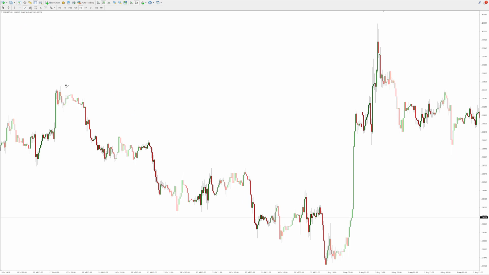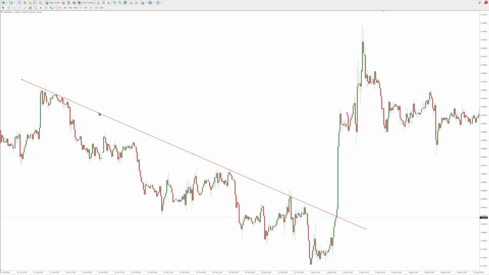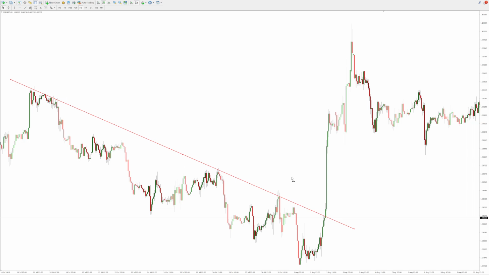Well, the first thing we're going to look for is a downtrend. As you can see, we have a clear downtrend here on the chart. This is a euro dollar 1 hour chart. So you look for the downtrend.